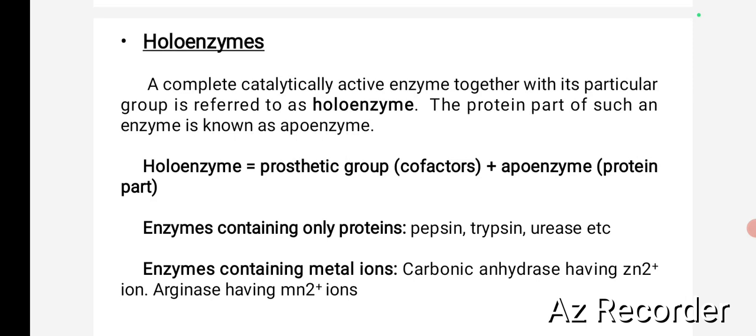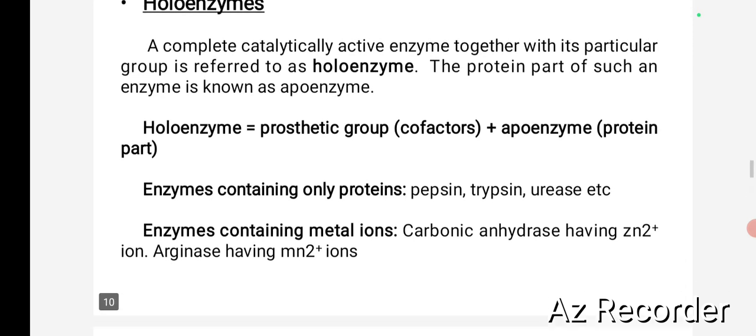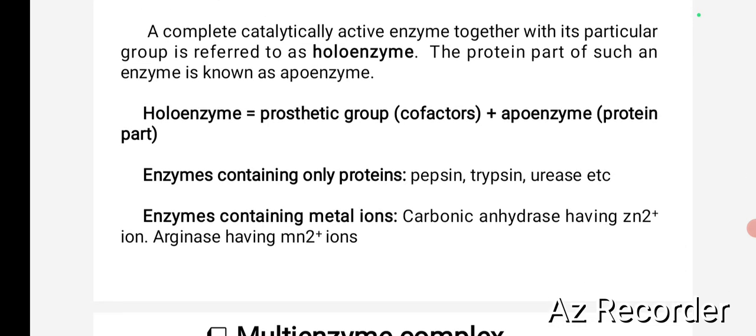Enzymes containing only protein, for example pepsin, trypsin, urease, etc. Enzymes containing metal ions, for example carbonic anhydrase, having zinc 2+ as a cofactor, and arginase, having Mn2+ ions.